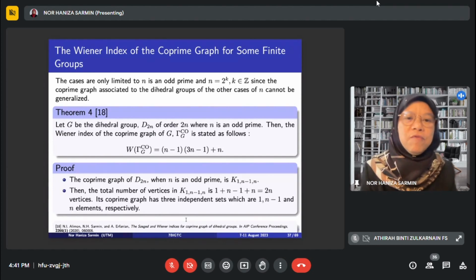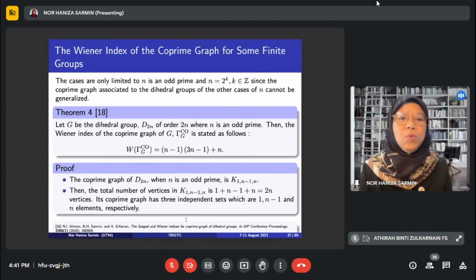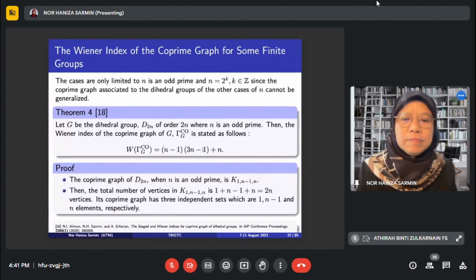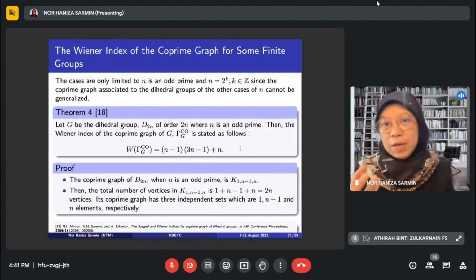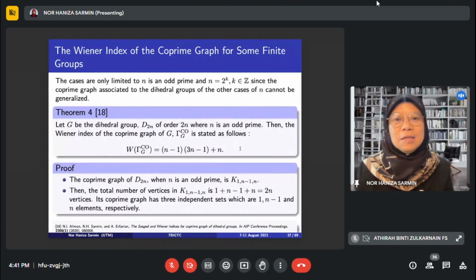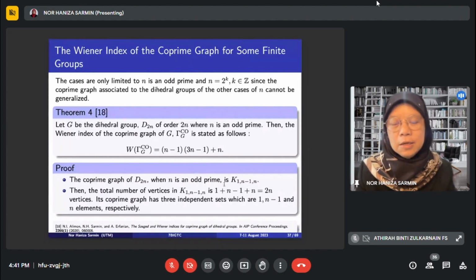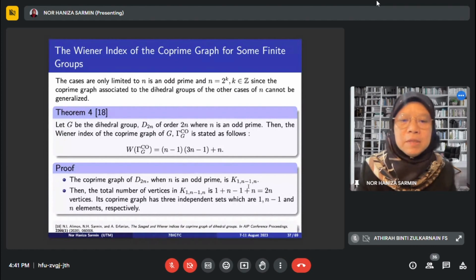For Theorem 4, the Wiener index of the co-prime graph is given in the following, using the fact that the Wiener index can be calculated using the property before. So let me just share a little bit of the idea of the proof. We calculate when the case n is odd, the graph is a multipartite graph. Then the total number of vertices, we can calculate that as 2n.